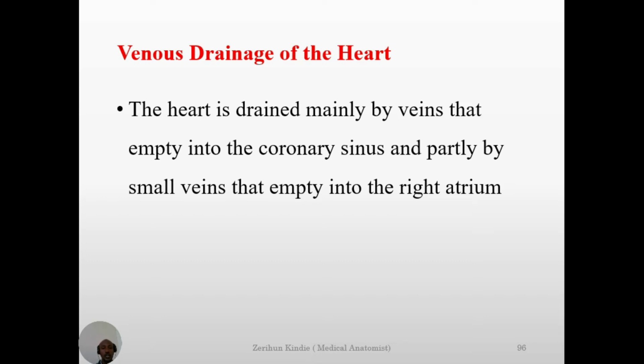So there is a great vein, the great heart vein, that transports the deoxygenated blood from the heart wall to the right atrium, which is called the coronary sinus. So the coronary sinus is a great vein that transports deoxygenated blood from the heart wall to the right atrium. So this is called venous drainage.